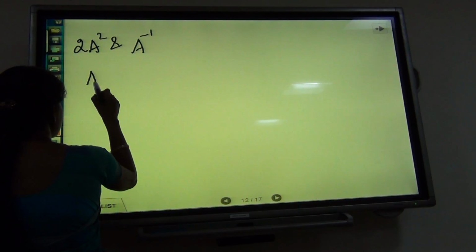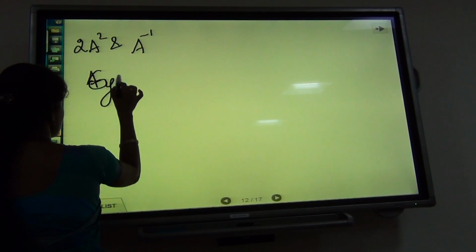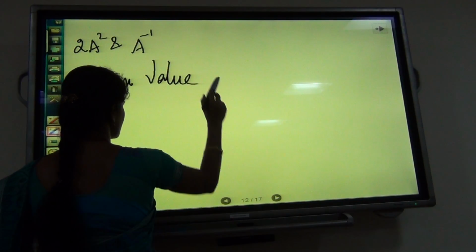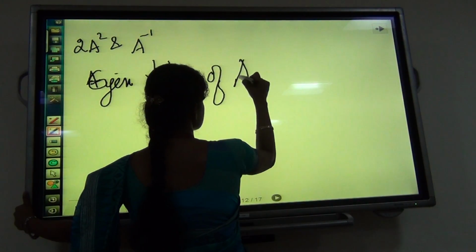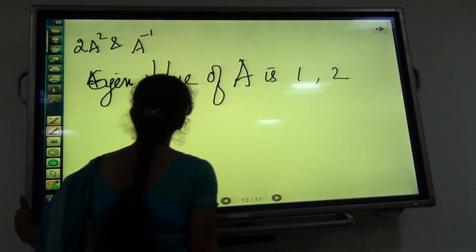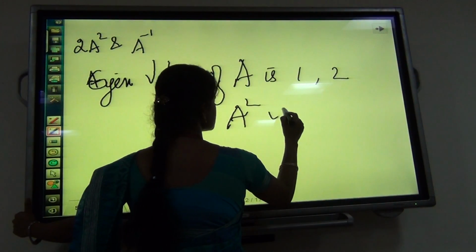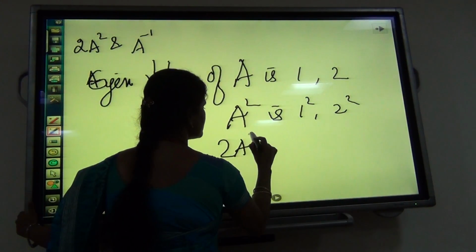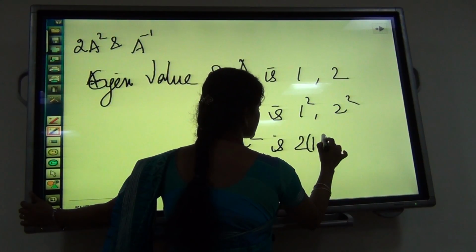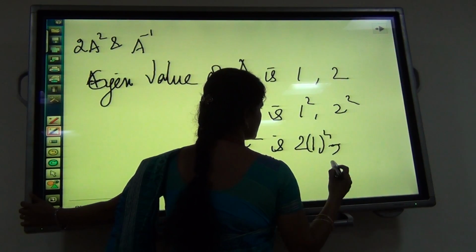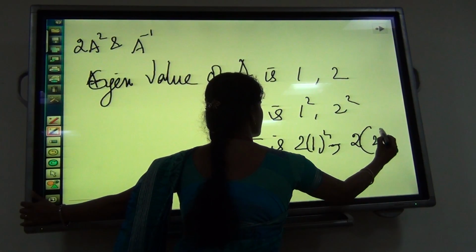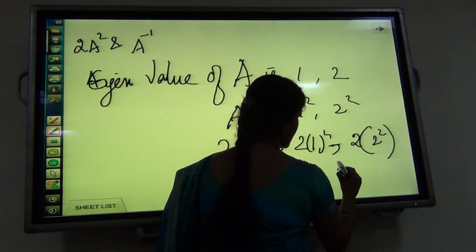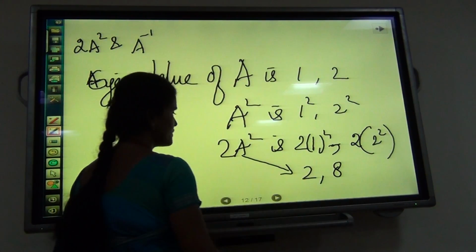So the eigenvalues of A are 1 and 2. The eigenvalues of A square are 1 square, 2 square. The eigenvalues of 2A square are 2 into 1 square and 2 into 2 square. So that is 2 and 4 twos are 8, the eigenvalues of 2A square.